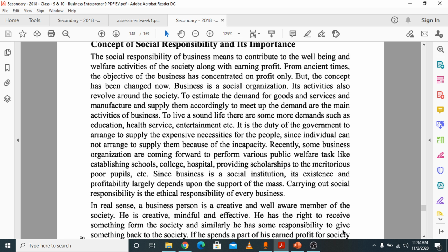You can buy education, health service, entertainment. These things are necessary for living a sound life as a human being. So if every businessman is socially responsible to society, that means a sound and peaceful life can be achieved.